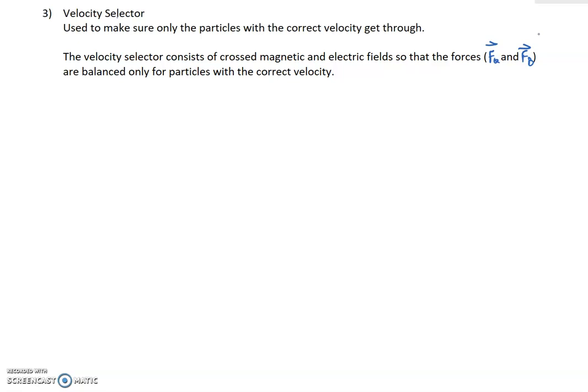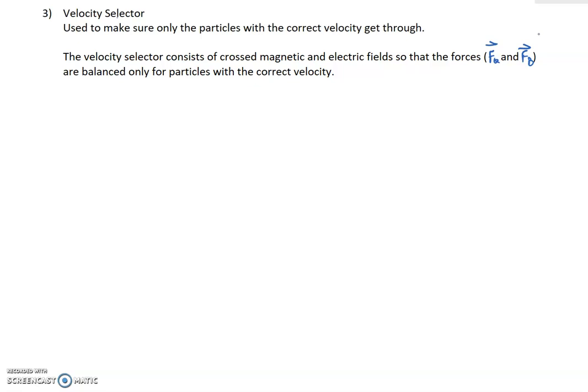Now, I haven't accounted for gravity, but gravity would also be something that would play in here. But if you consider just how fast many of these particles are traveling through a velocity selector, they're traveling so fast that the force of gravity is such a minuscule difference compared to the other two forces that are acting on it. So we're not accounting for the force of gravity.